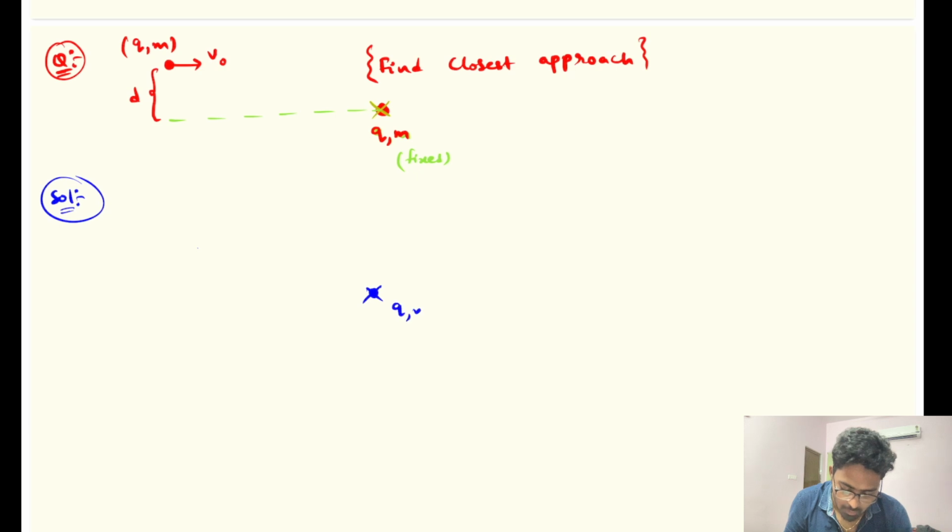Here the fixed Q and M is there. Let's say it started over here. Then the path it would be following will be something like this. It will be repelled like this. Let me change the ink.